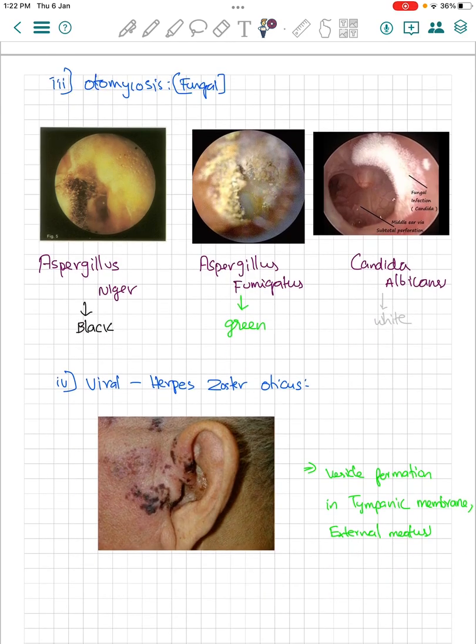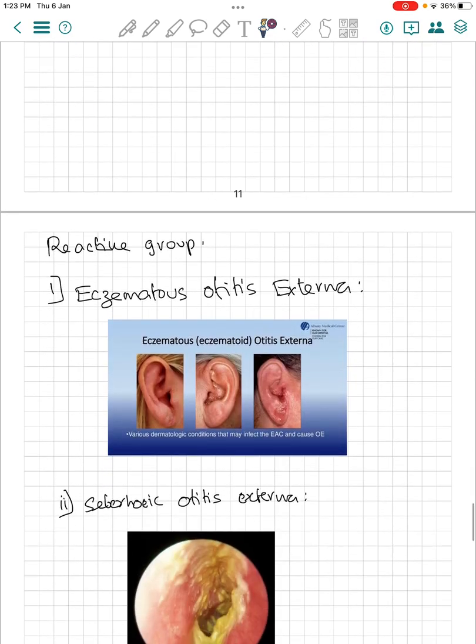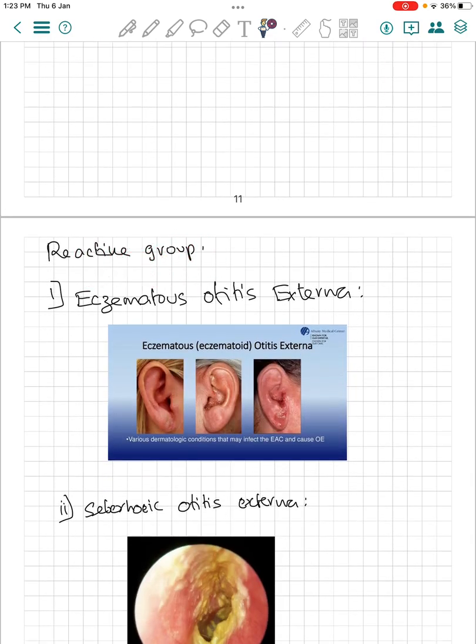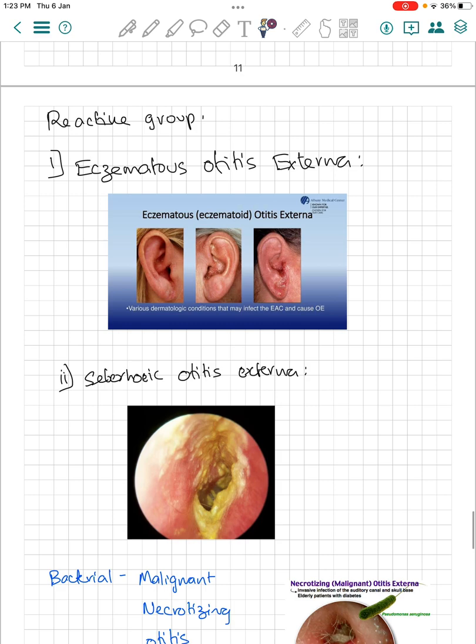Then there is a viral infection, herpes zoster oticus, where you can see vesicle formation everywhere, in the pinna, in the pre-auricular region, in the tympanic membrane, in the external meatus, everywhere guys. Then when we come to the reactive group, there may be eczematous otitis externa. It is an eczematous condition. Severe stages are there. It is due to the discharge from the ear. Discharge usually comes from a middle ear infection, perforation area.